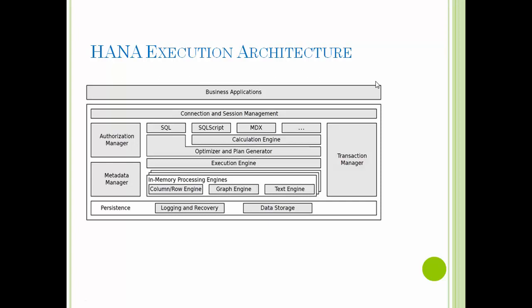Now let us understand the execution architecture of SAP HANA. From technical execution point of view, which are the different components which help in execution and how do they work is what we will understand here. Coming to the first layer here, this is the business application which will talk to SAP HANA database. This section is the SAP HANA database.